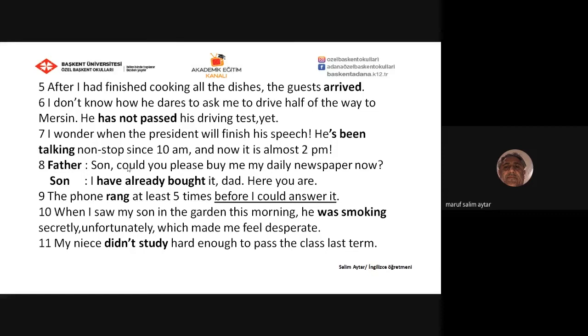Son, could you please buy me my daily newspaper now? I have already bought it, Dad. Here you are. Typical present perfect tense, right? The phone rang at least 5 times before I could answer it. When I saw my son in the garden this morning, you know what he was doing? He was smoking secretly, unfortunately, which made me feel desperate. My niece didn't study hard enough to pass the class last term. She didn't study hard enough last term.